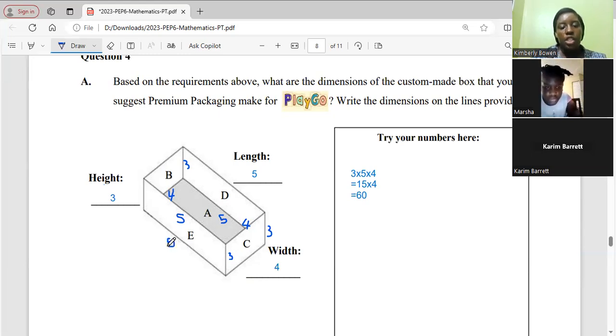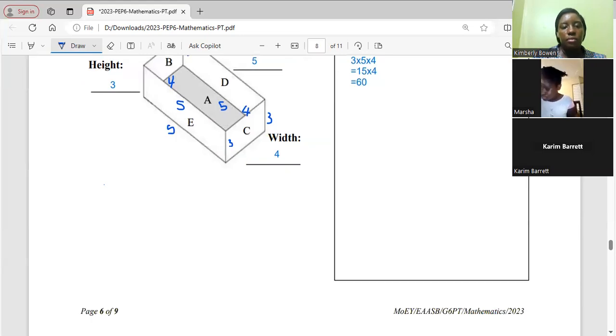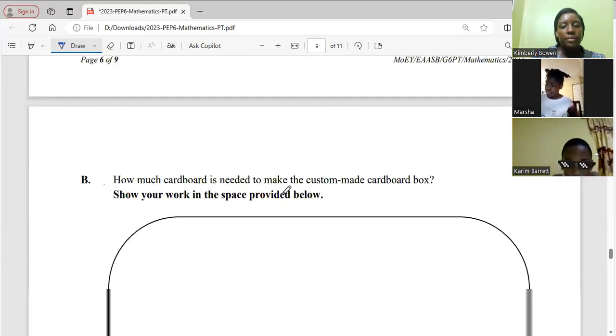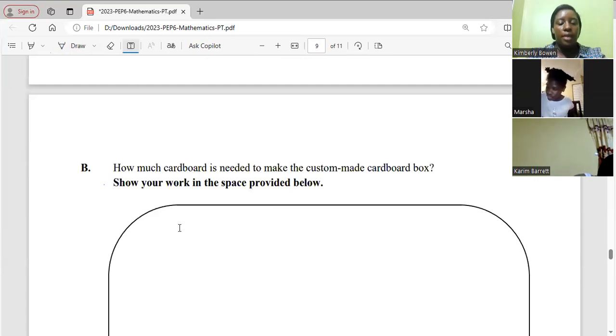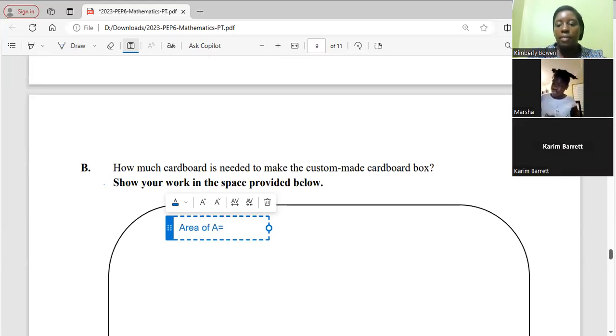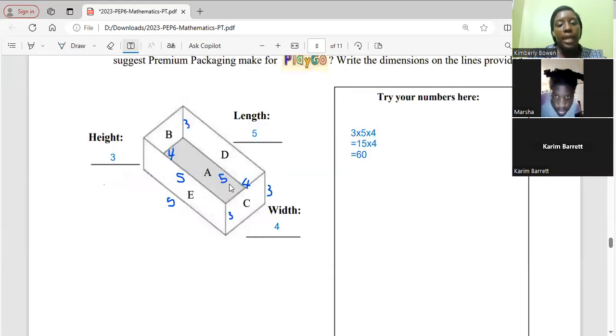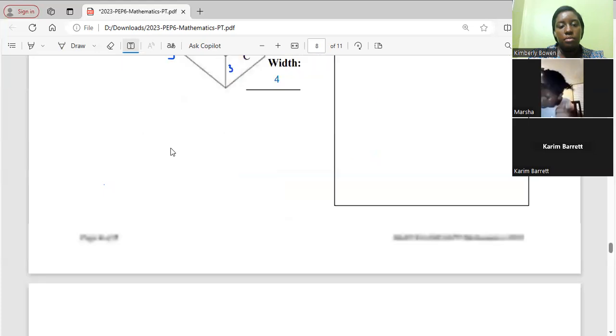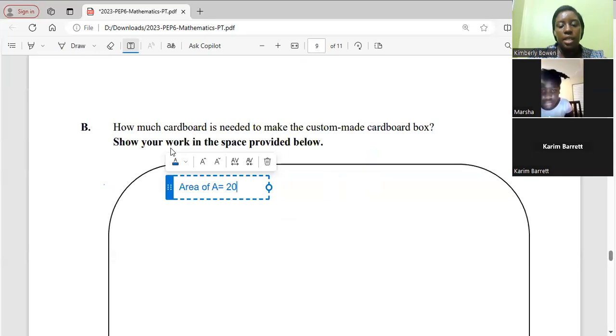Are we seeing that? Yes, miss. So now I can be better able to work out my area, because that's what we're working on. We're working out the area for all of these faces, right? I'm going to start with A. Area of A equals, let me look back at the dimension. So it was 5 here and 4, so that's 20. That's 20 square units.